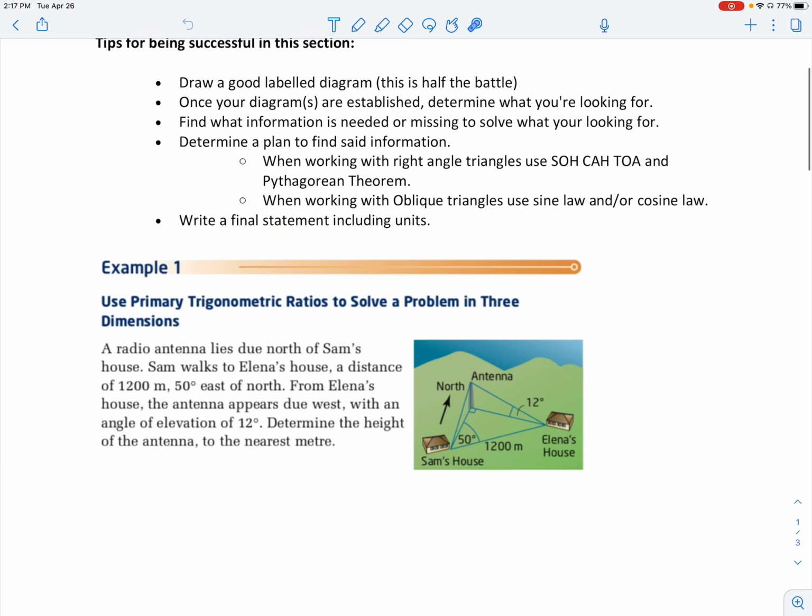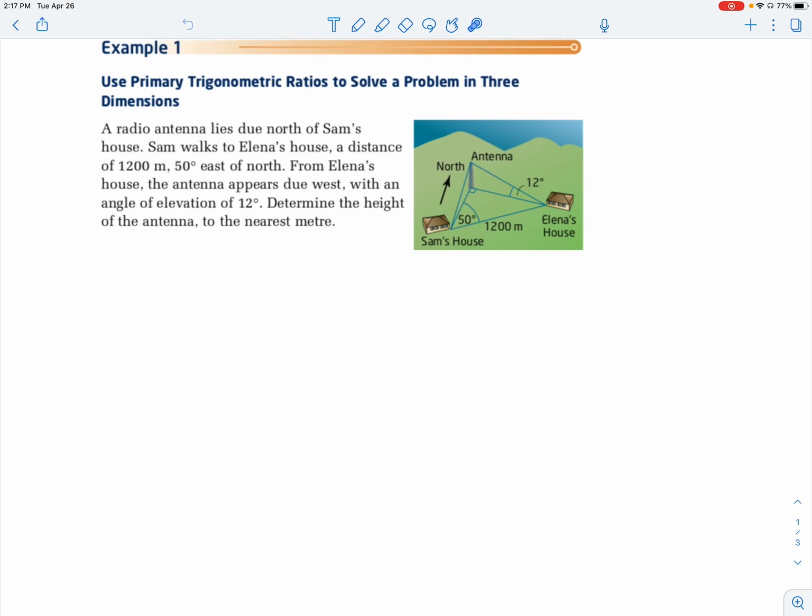Okay, let's get started with this first example. It says use primary trig ratios to solve a problem in 3 dimensions. A radio antenna lies due north of Sam's house. So here's Sam's house. Due north is the radio antenna. Sam walks to Elena's house, a distance of 1,200 meters, 50 degrees east of north. So if you notice, north is kind of orientated this way. So 50 degrees east of north would be along this line right here, all the way to Elena's house.